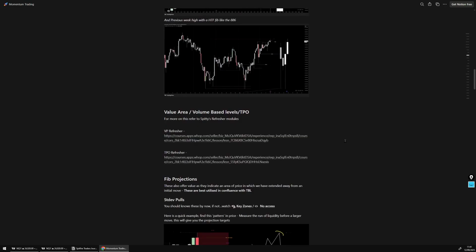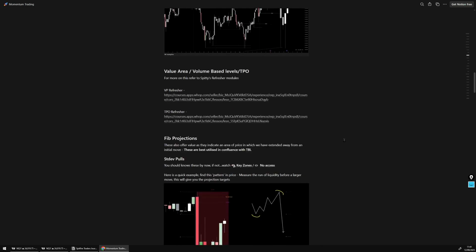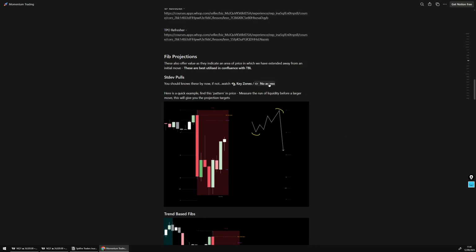So other ways of finding value are things like the value area, volume-based levels, TPO. And for this, I'm just going to refer you to Spitty's refresher modules. If you've never done the original modules, then go back and watch them. But the refresher modules are pretty much everything you need in that regard. I don't know why that says no access. I'll fix that.